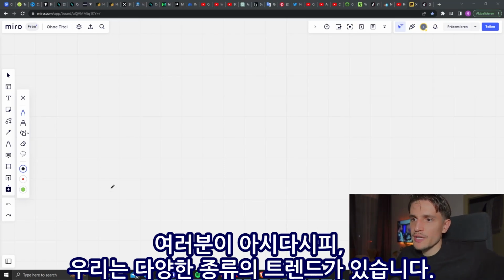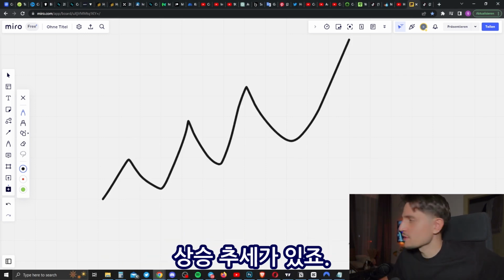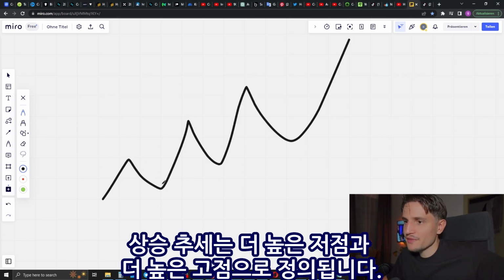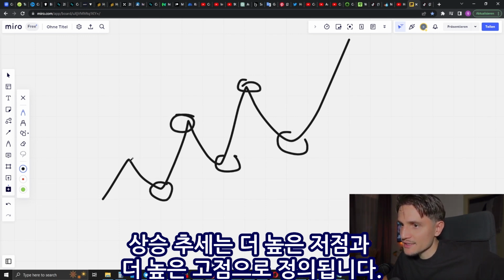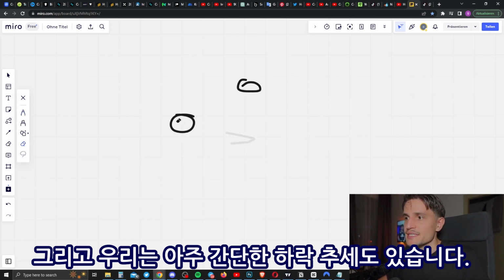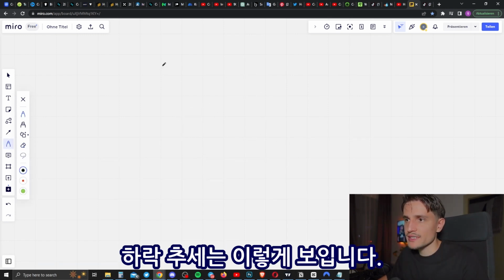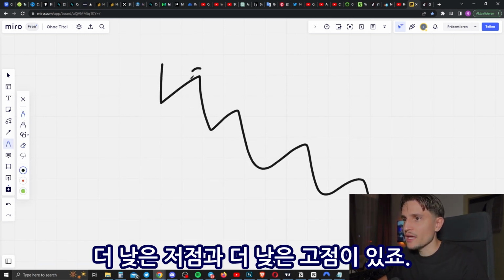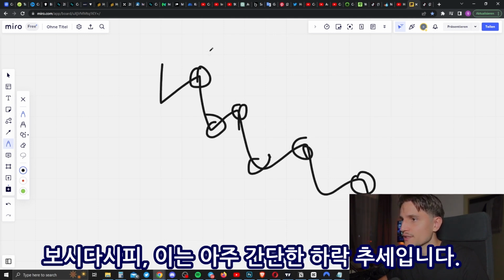So as you know, guys, we have different types of trends. We have uptrends. Uptrends are defined based on higher lows and higher highs. Simple as that. And then we also have very simple downtrends. Downtrends look like that. We have lower lows and lower highs, right? As you can see, this is a very simple downtrend.